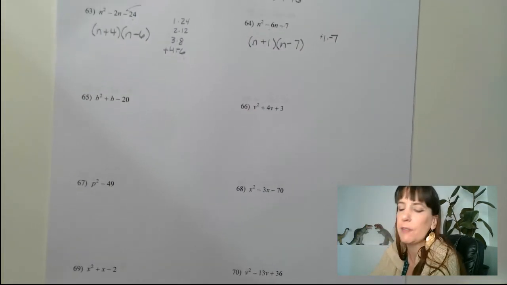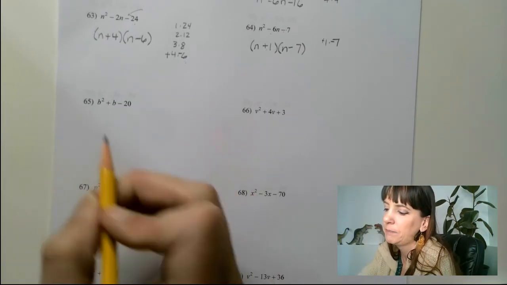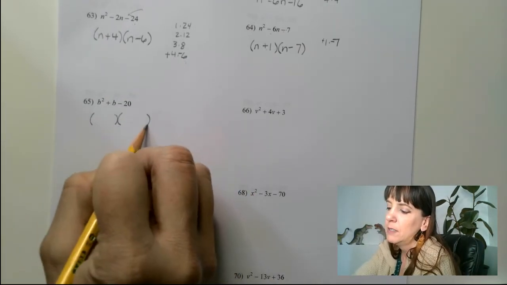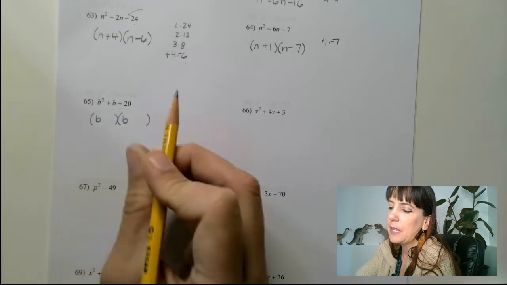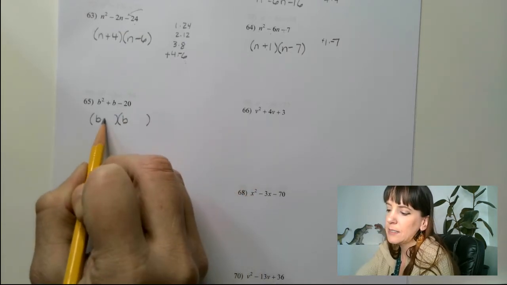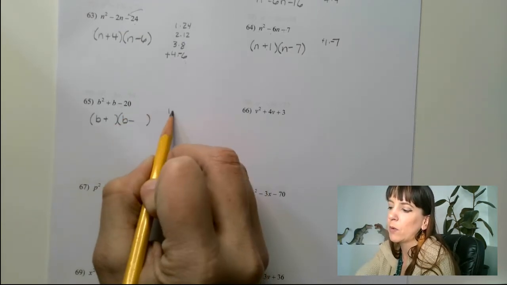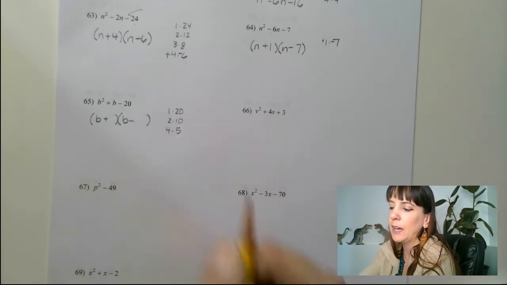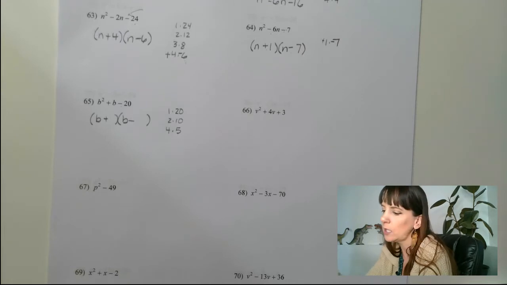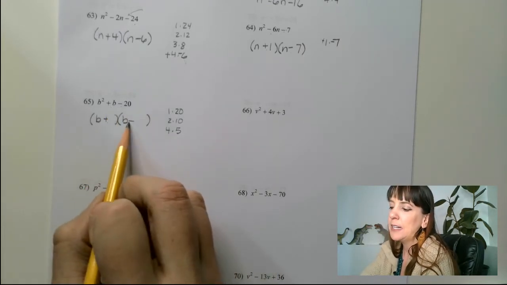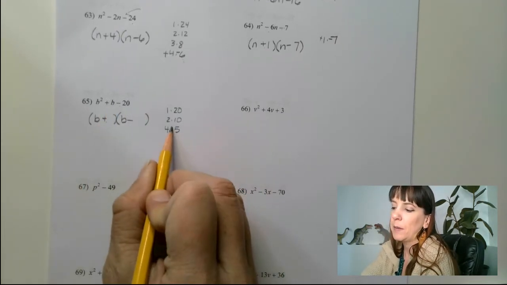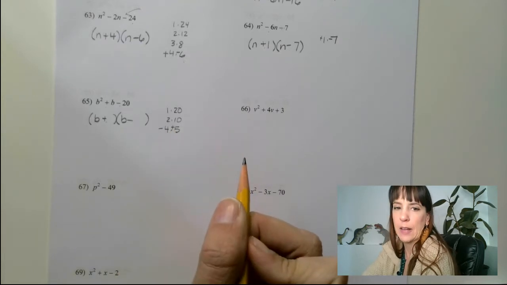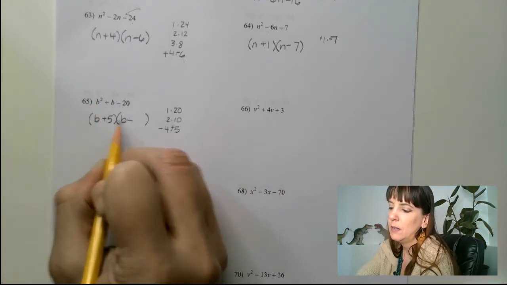Try number 65 on your own. Pause the video and then come on back. All right, so we got bubbles. We got b. This tells us different signs. Plus, minus. Factors of 20. We have 1 times 20, 2 times 10. Not 3, but 4 times 5. After 4 comes 5. It's already on the board. We're good. We need a positive and a negative that gives us positive 1. So how about positive 5 and negative 4? That'll give us positive 1.